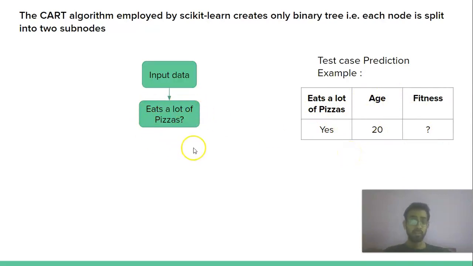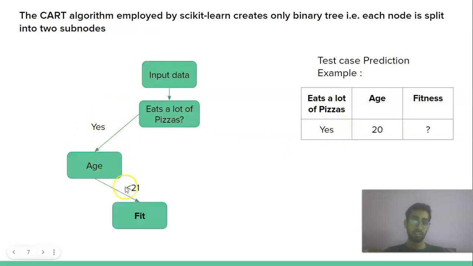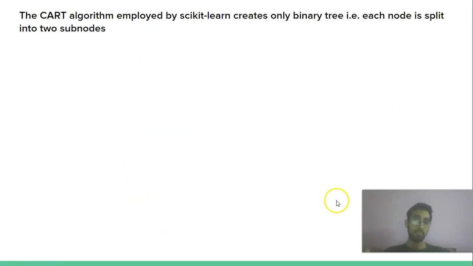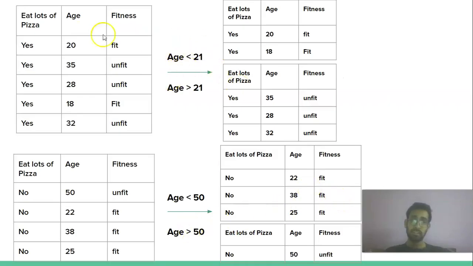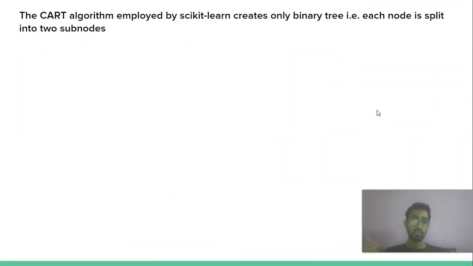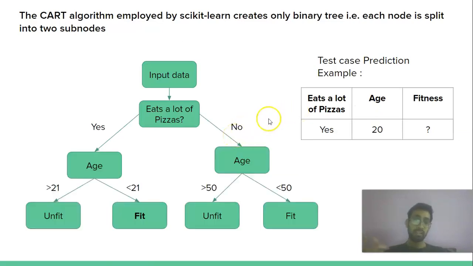Input data will come. Eat lots of pizza, yes or no? Yes, in this case yes. And then we'll check the age. What is the age? Is age less than 21? Yes. So our final is fit, because as you can see in our previous one, age less than 21 and eat lots of pizza is yes, our final is fit. So this was the inference with the decision tree, and this is how our final overall decision tree looks for the previous data. So for input data we check whether eat lots of pizza is yes or no, and based on age we have unfit, fit, unfit, fit. I hope it's clear till now.